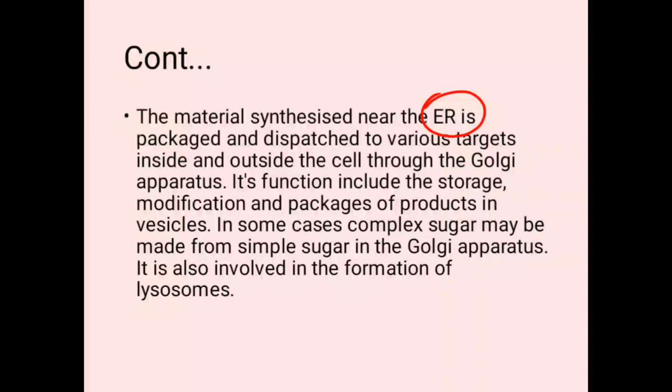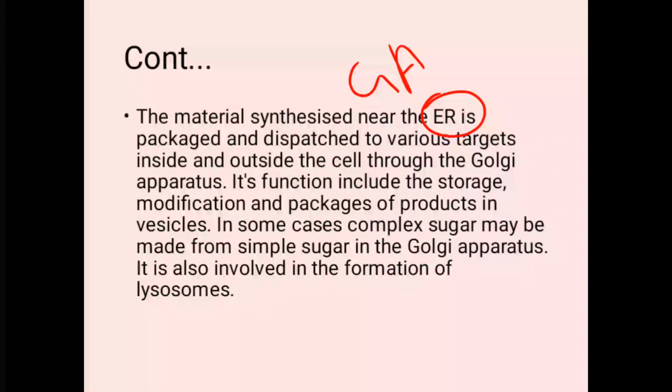Here the endoplasmic reticulum and Golgi apparatus are both closely packed. Why? Because the Golgi gets the materials from the endoplasmic reticulum. Here also, the same way a door opens and closes, with the help of that membrane it gets the material from the endoplasmic reticulum, and also stores it, and some modifications will happen. At last, it prepares the material. In some cases, complex sugar may be made from simple sugar in the Golgi apparatus. So it helps in the formation of lysosomes.